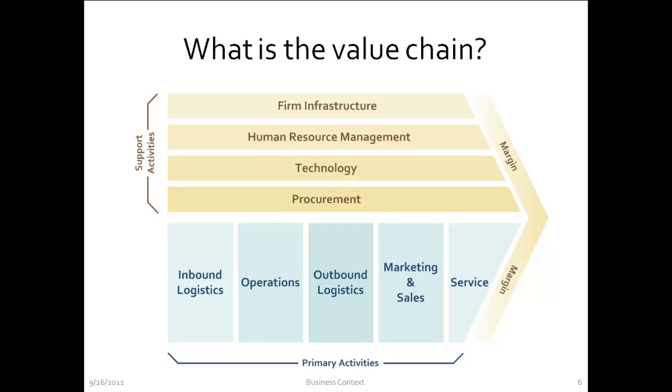So the primary activities are the activities that an organization does that are directly related to the creation and selling of its product. So the first primary activity is inbound logistics, which is how the company acquires the raw materials in order to make its product.